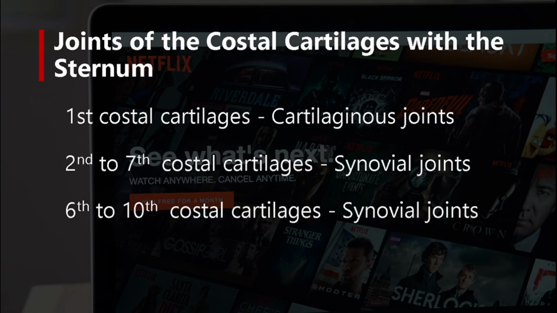Next will be the joints of the costal cartilage with the sternum. The first costal cartilage connects to the manubrium by cartilaginous joints that allow no mobility. Synovial joints articulate the second to seventh costal cartilage with the lateral border of the sternum. Furthermore, the sixth, seventh, eighth, ninth, and tenth costal cartilage articulate with one another via small synovial joints along their borders, while the 11th and 12th rib cartilage are embedded in the abdominal musculature.